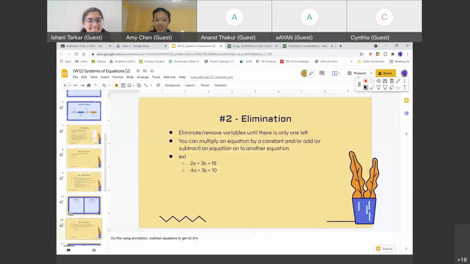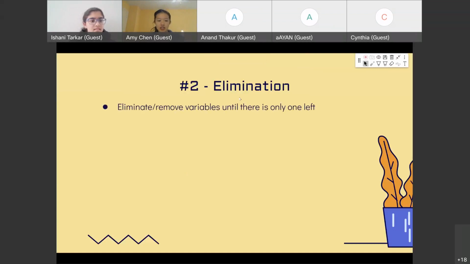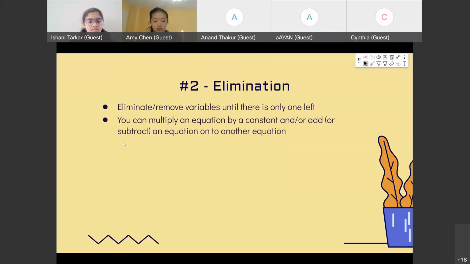Oops, gosh. Okay, sorry. Elimination is the third method. So basically, as the name suggests, we're eliminating or removing the variables until there's only one left, so we can solve. So for elimination, you need to do a little bit of manipulation. So you need to change the equation a little bit before you can do elimination.